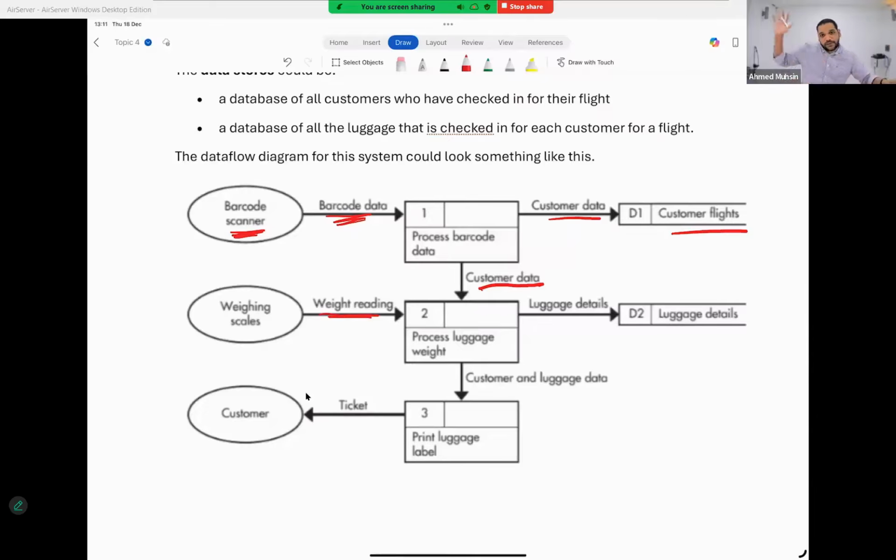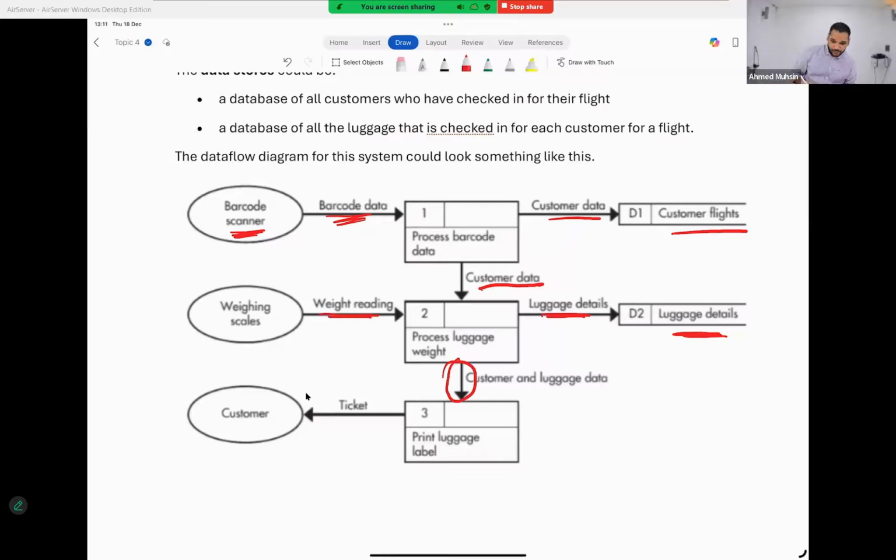That same data, where do we go and store it? We go and store it in our database called luggage details. What data do we store in luggage details? The customer's luggage details. Can you all see over here? That same data, the customer's details and the luggage details, are taken down for what process? For printing the luggage label.